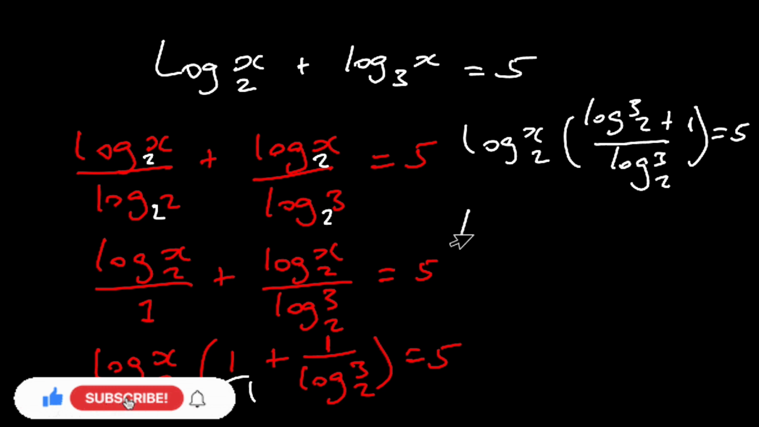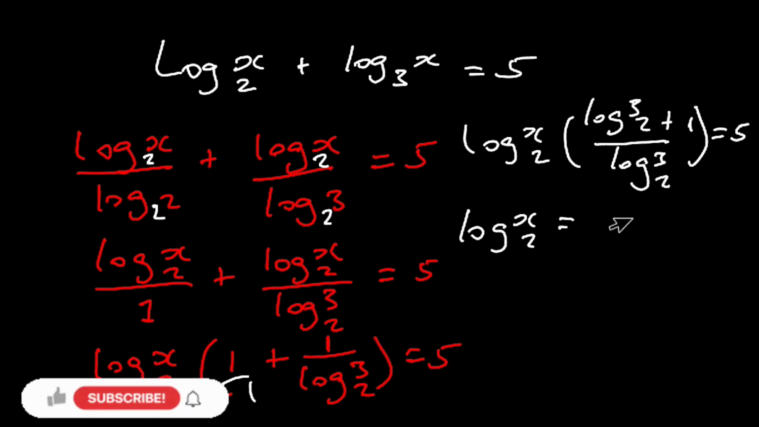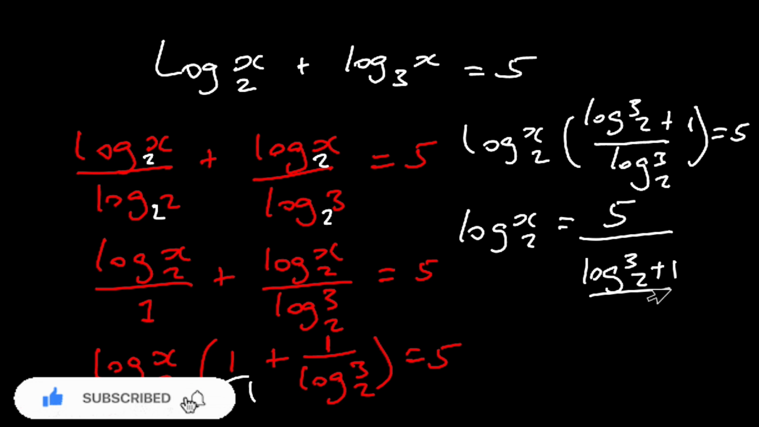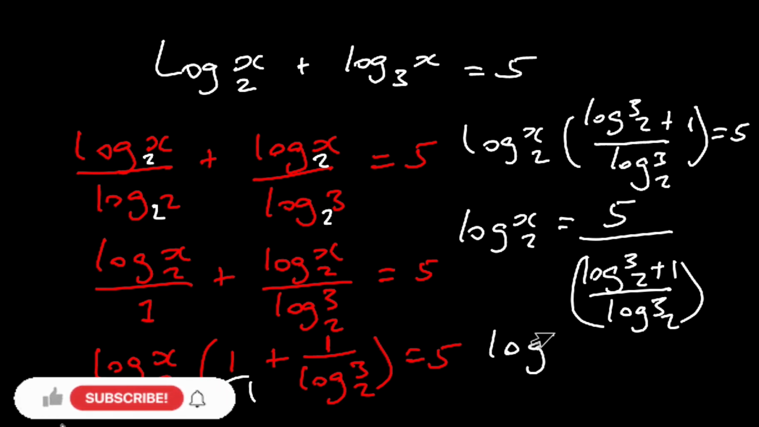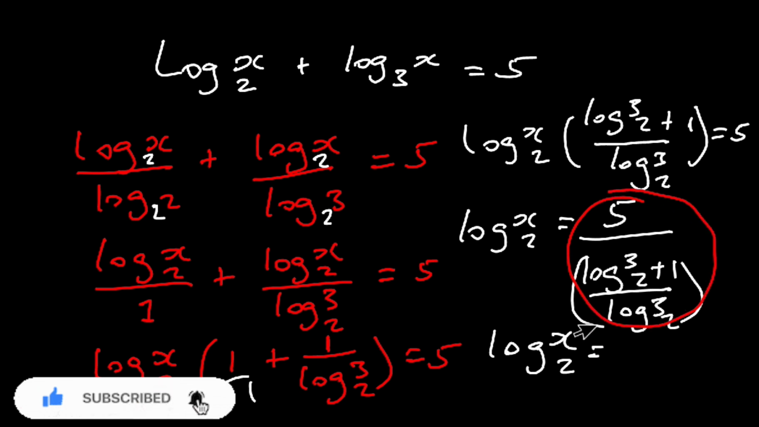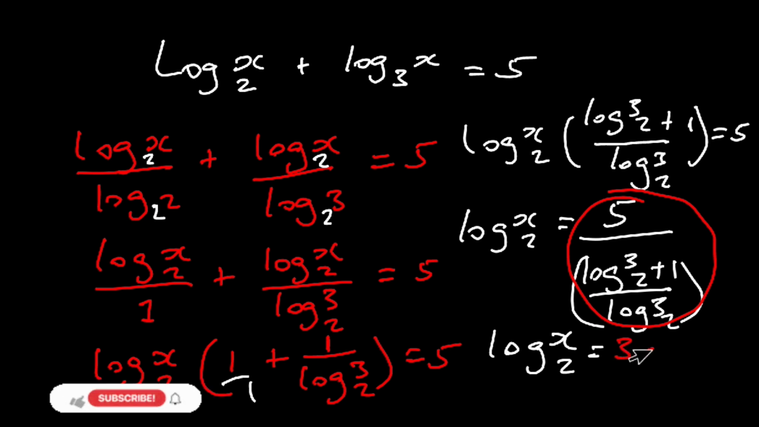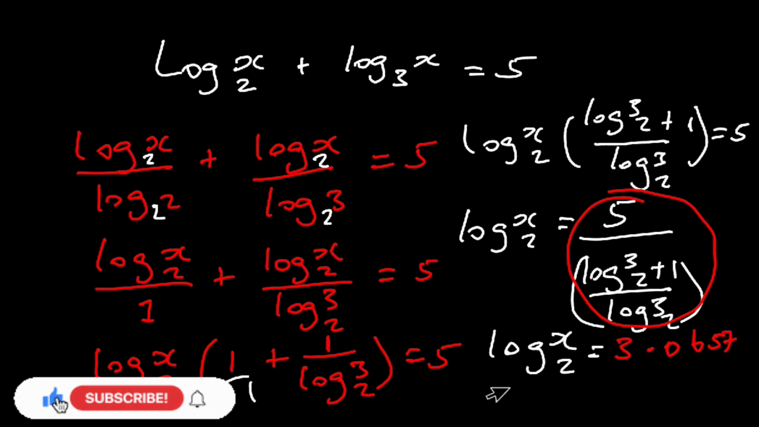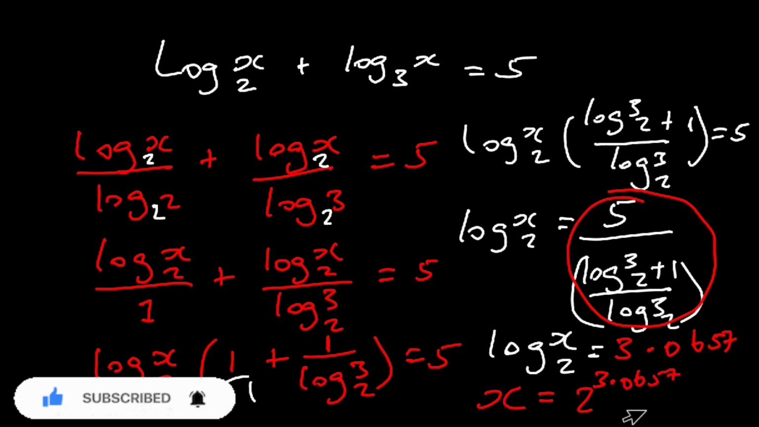So you see that log x base 2 is going to be equal to, we're going to divide both sides by all of these. So if you do that, it's going to be equal to 5 divided by log 3 base 2 plus 1 over log 3 base 2. Now we have log x base 2 equals, we're going to perform this operation, 5 divided by all of these. If you do that, you're going to get 3.0657, and then finally x is going to be equal to 2 to the power of 3.0657, which is approximately 8.373. So as you can see, we got the same answer as with the first method.